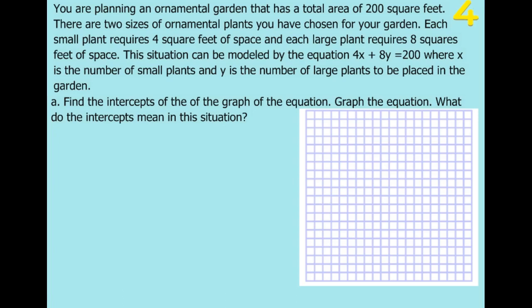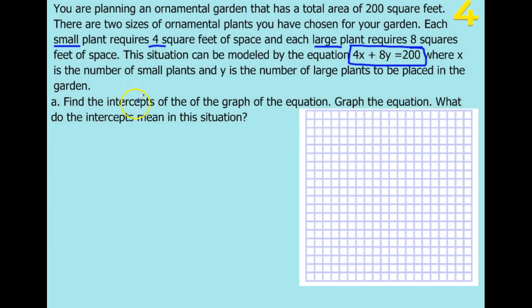This is the same type of problem, finding our x and y intercepts, but it's more of a word problem. It says you are planting an ornamental garden that has a total area of 200 square feet. There are 2 sizes of ornamental plants you have chosen for your garden. Each small plant requires 4 feet of space, and each large plant requires 8 square feet of space. This situation can be modeled by the equation, 4x plus 8y equals 200, where x is the number of small plants and y is the number of large plants to be placed in the garden.